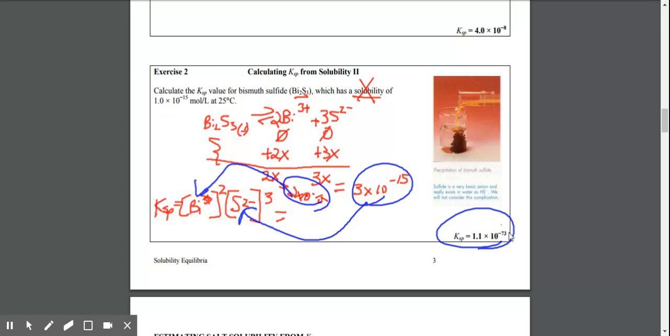Now you see how this is a very, very small number. The smaller your Ksp value, that means that it's less soluble. So the chances of it breaking into its ions like this are very unlikely. As this number increases, then your solubility starts to increase as well.